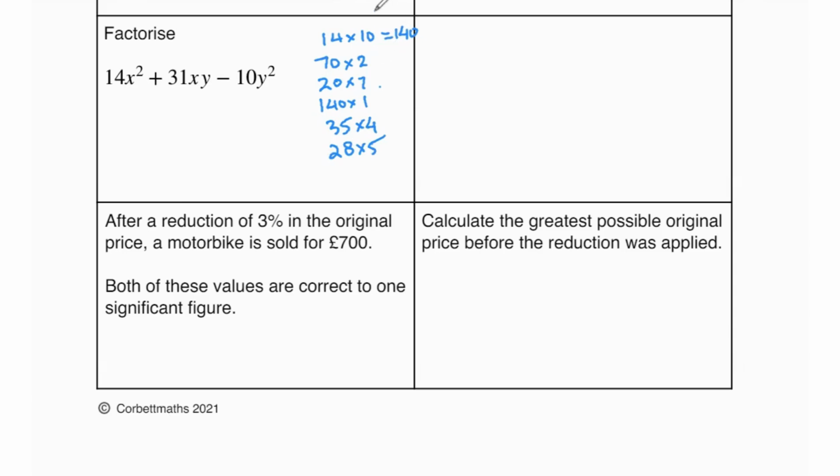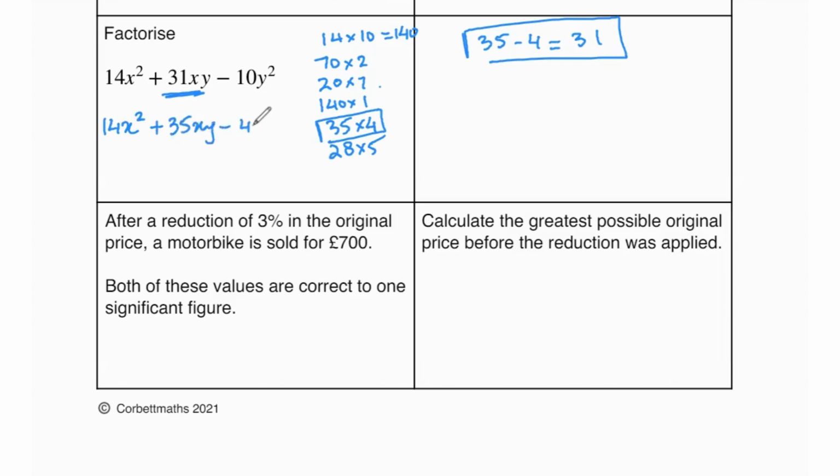So once we've listed out all of our factors, we pick that set of factors, which when added or subtracted gives us the middle term. So we know that 35 minus 4 is going to be 31, which means we will pick this set of factors and we will use this to replace 31xy. So now we're going to rewrite this as 14x squared plus 35xy minus 4xy minus 10y squared.